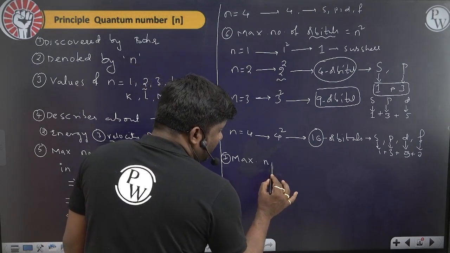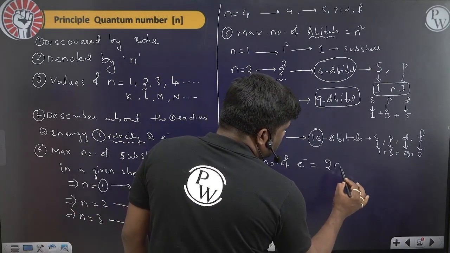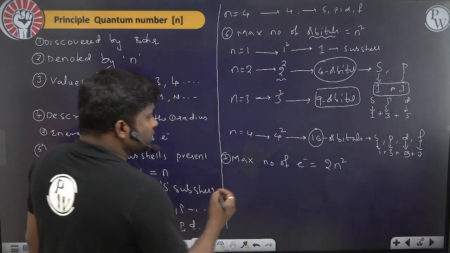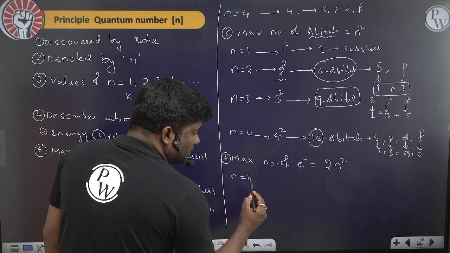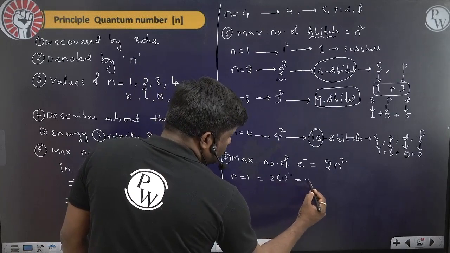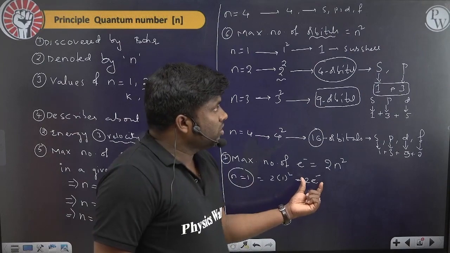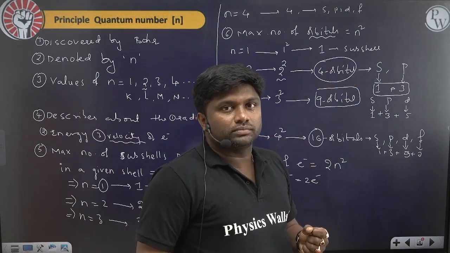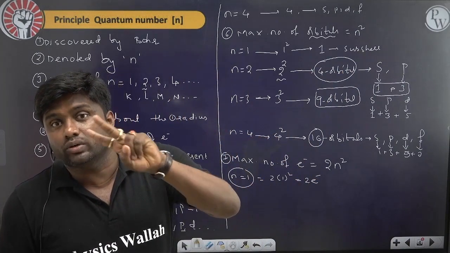And one more point, the seventh one: the maximum number of electrons is equal to 2 n square. For example, n is equal to 1. So 2 into 1 square is equal to 2 electrons. The first shell has 2 electrons, because in the first shell there is only the s subshell. The s subshell can accommodate how many electrons? 2 electrons only.